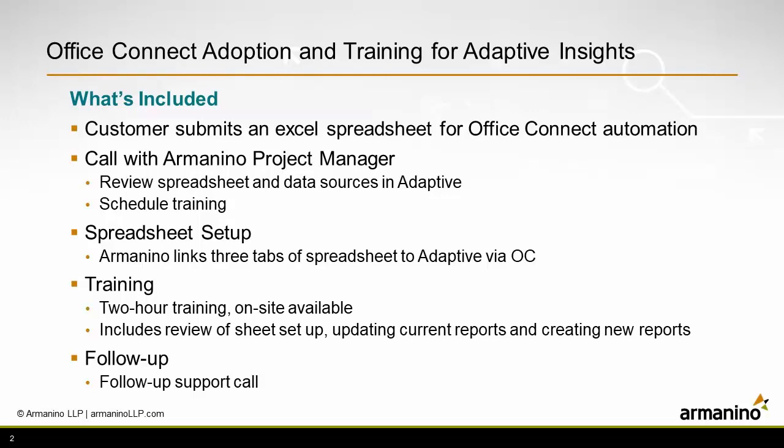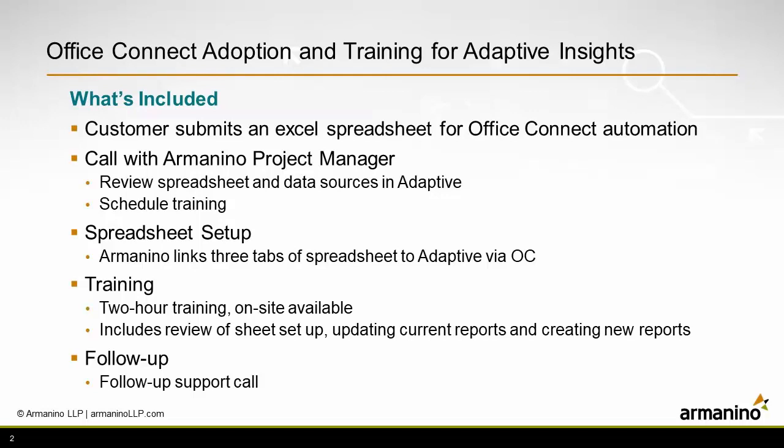We have a quick user adoption package available to you. What this is: you submit an Excel spreadsheet that you need automated. We'll meet with you and basically find the trickiest tab of the spreadsheet, and we'll go ahead and get that tab set up for you with all of those links, pulling the information from Office Connect. Then we'll have a training session with you on site if that's appropriate.